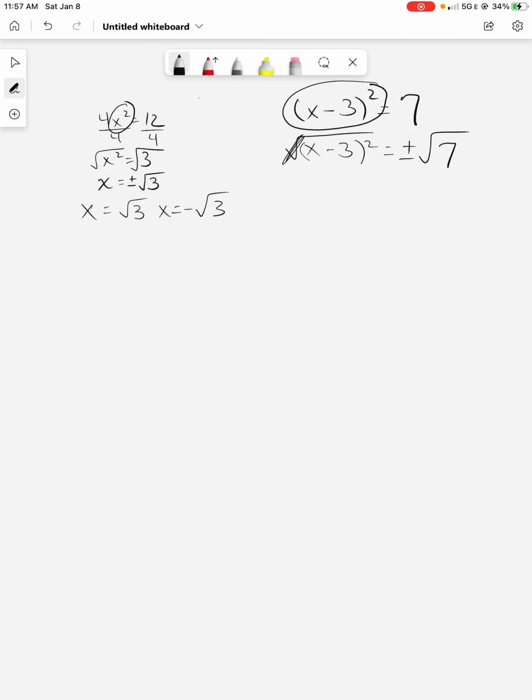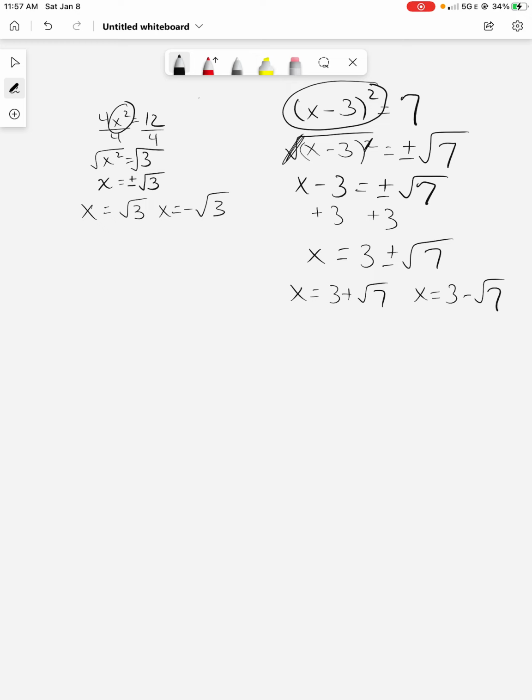So this square root and this square cancel each other to just leave x minus 3 equals plus or minus the square root of 7. And I can solve this just like any other equation. I'm going to add 3 to both sides. So I'm going to have x equals 3 plus or minus the square root of 7. Again, that's two different answers, right? X equals 3 plus the square root of 7, or x equals 3 minus the square root of 7.